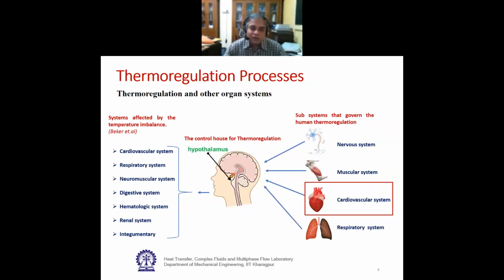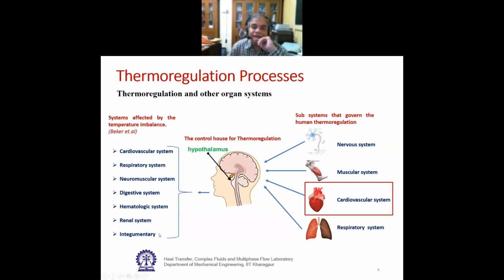Now, the thermoregulation process, again, I am coming back to the subject. We can see the thermoregulation process involves other systems also. It involves the cardiovascular system, respiratory system, neuromuscular system, digestive system, like this. It is mentioned here, renal system and integumentary system, which is basically the skin and the muscles just below the skin.